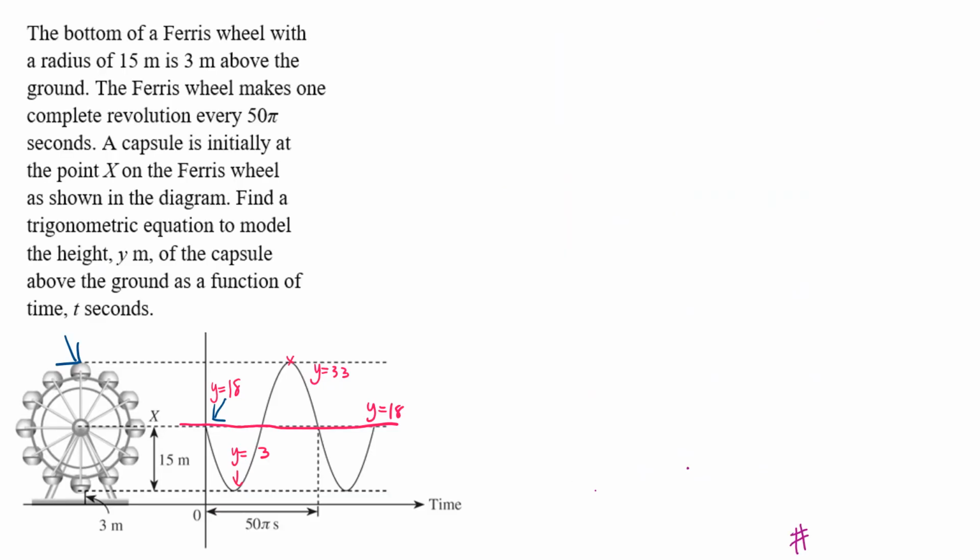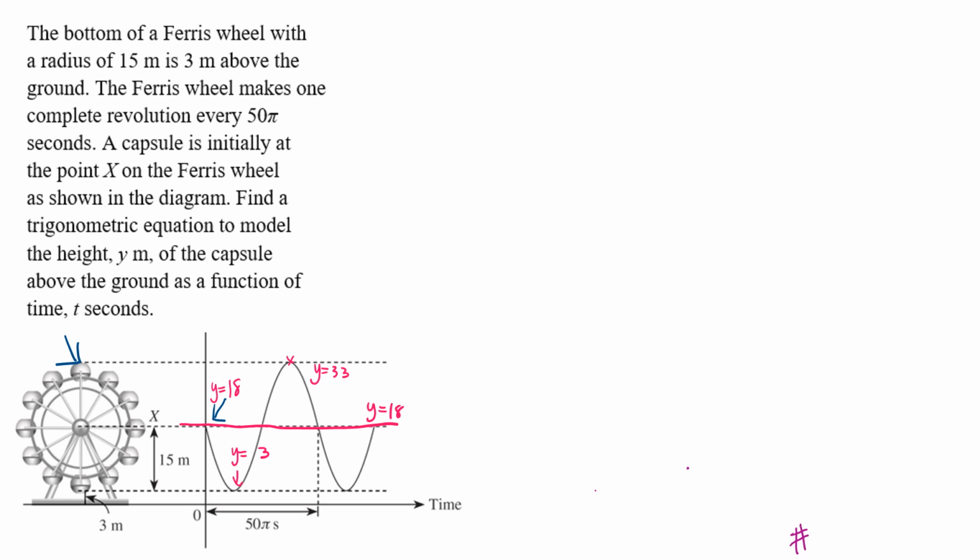Okay, let's look at example 1. Example 1 is a Ferris wheel. If you look at the diagram, this Ferris wheel has radius 15 meters, and this Ferris wheel is 3 meters above the ground. So the diameter will be 30 meters, since 15 times 2 is 30. So if you're at the highest point here, you are actually 15 plus 15 plus 3, that is 33 meters above the ground.